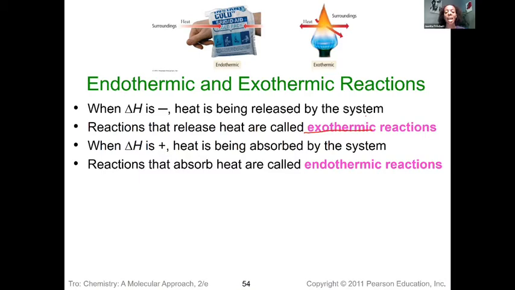Exo meaning the heat is exiting. If the enthalpy of a system is a positive value, well, then that means that the heat is being absorbed. It's coming into the system, and so we call that an endothermic reaction, like it's entering. So exothermic, it's leaving. Endothermic, it's entering. And you're going to want to be able to use this vocabulary as you're thinking about the reactions that you're dealing with.